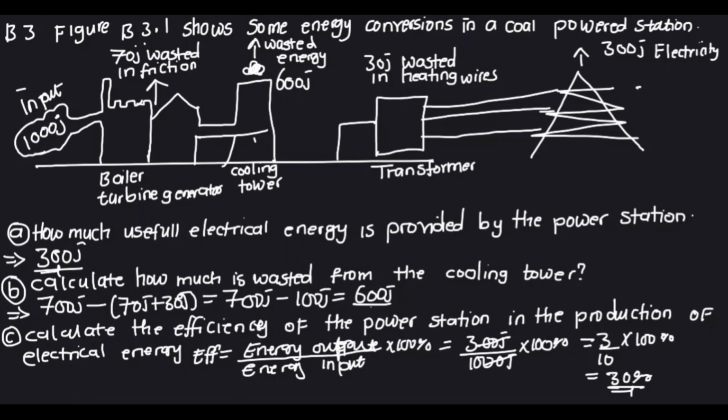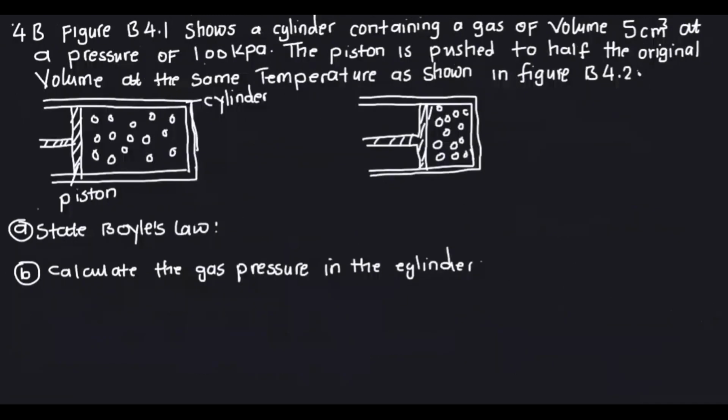So from this we can see that the efficiency of that system was low, since 70% of the energy was wasted. So this is how we can calculate a question like this one. Okay, so now we move on to question 4.